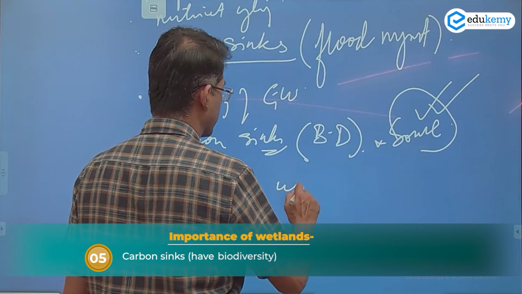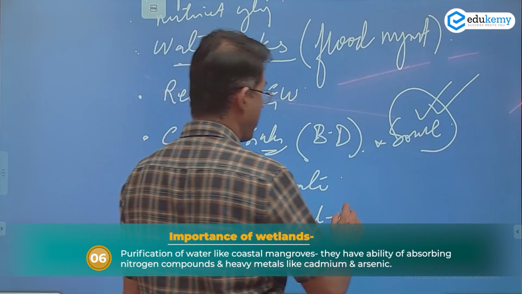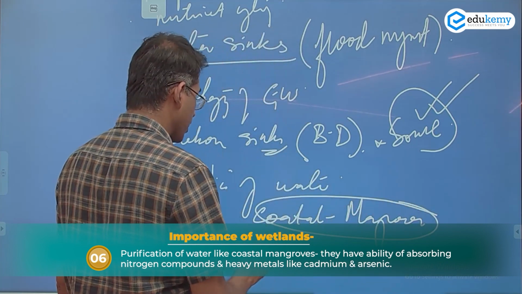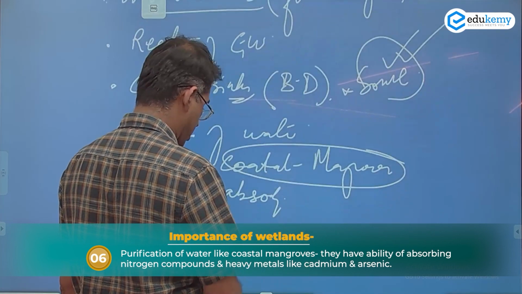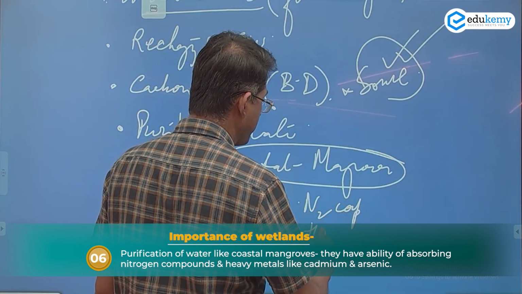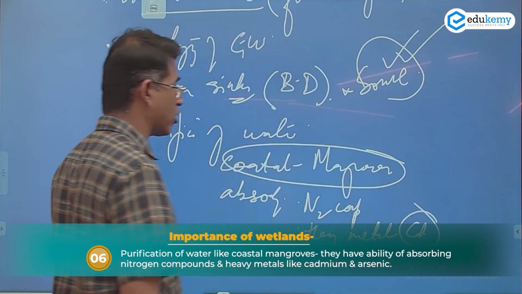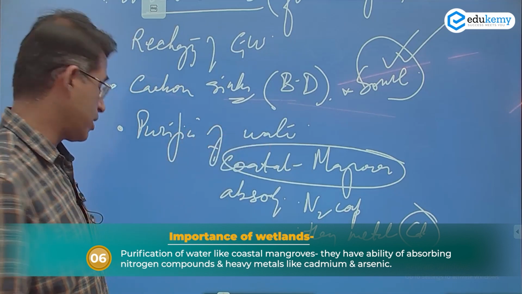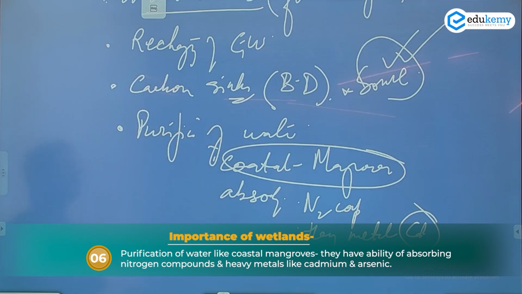Now, apart from this, they're also important for purification of water. The ones along the coast, such as the mangroves, have the ability of absorbing nitrogen compounds. They can absorb heavy metals like cadmium, like arsenic. They're part of coastal management related to absorption of the pollutants and therefore controlling of the pollution.